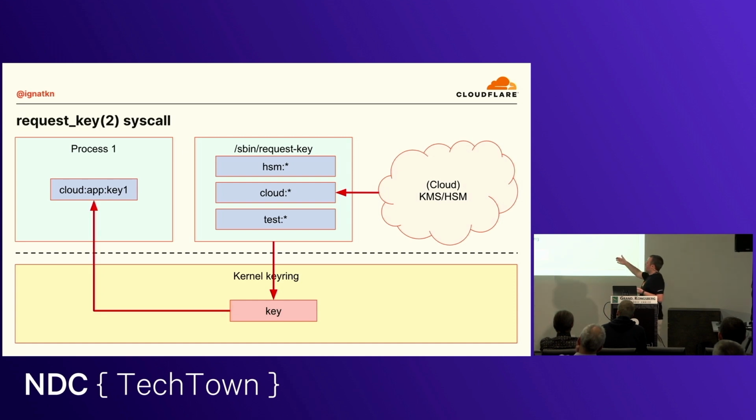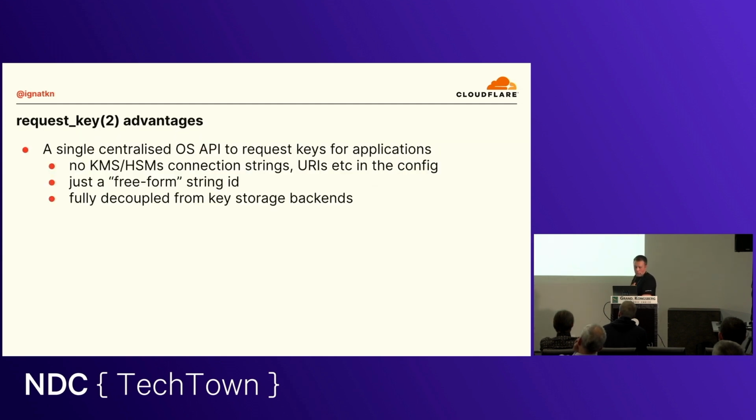And now the application can use that key for its purposes, right? And again, in this schema, the plaintext cryptographic material never touched the user space application. So it's a single centralized operating system API to request keys from the application. So you have no KMS or HSM connection strings, no URLs, just a free-form string ID, and it basically decouples your applications from your key management and key storage backend.